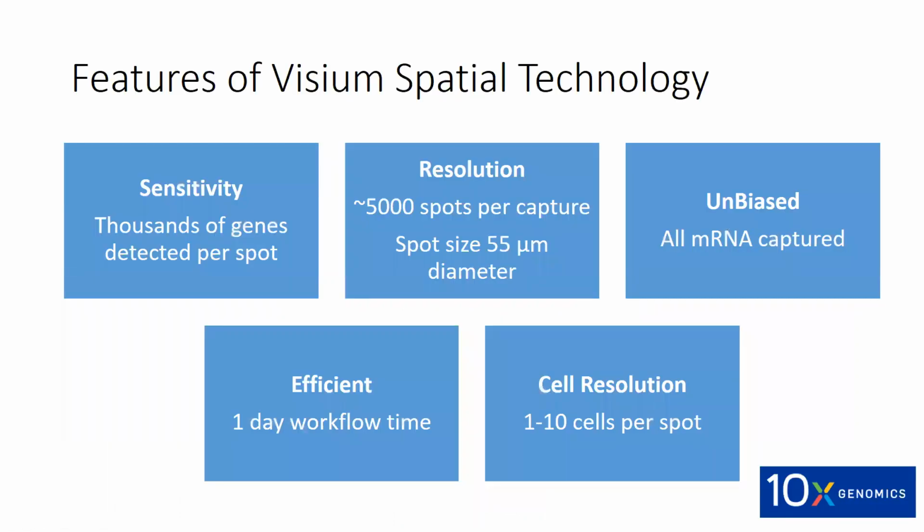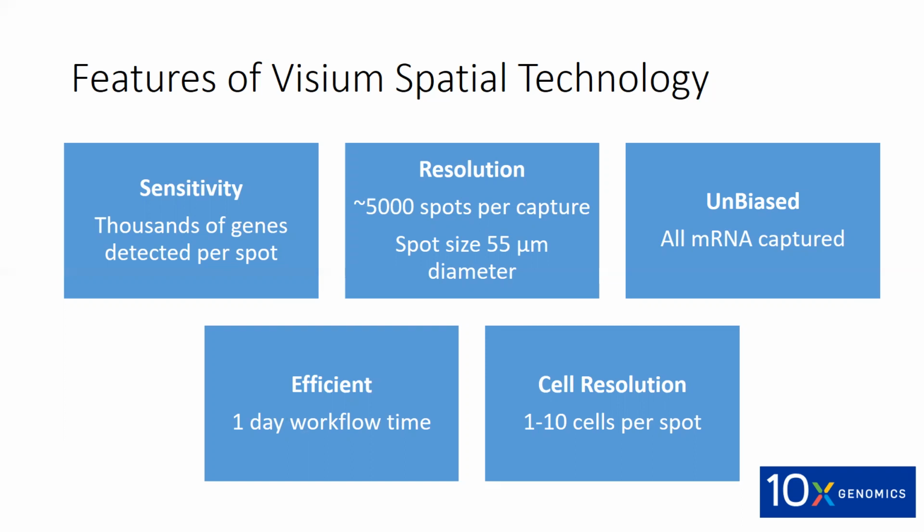And first off is the sensitivity of Visium technology: you can get thousands of genes detected per spot, and there are about 5,000 spots per capture area for resolution, each spot measuring about 55 micron diameter. And this can fit about 1 to 10 cells per spot, depending on your tissue and the size of your cells. Additionally, each spot is able to capture all of the mRNA, so you can get the entire transcriptome and not specifically target any specific mRNAs.